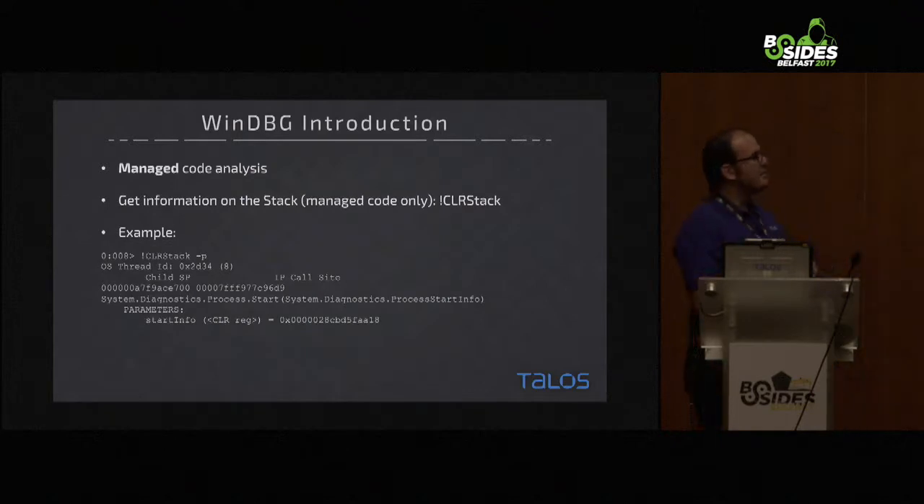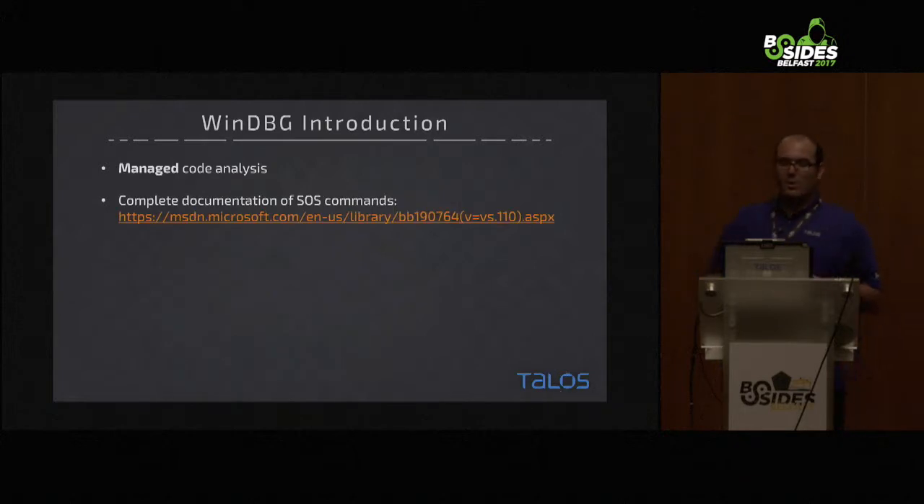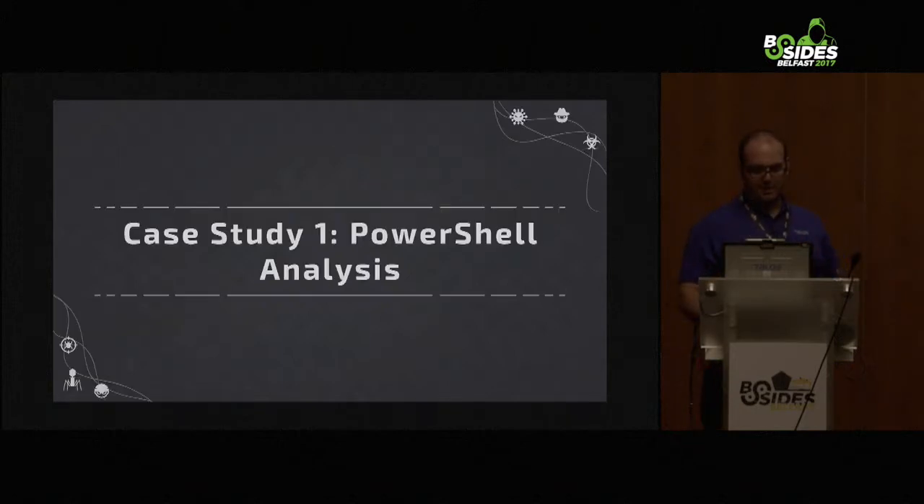Another interesting thing is you can have the stack equivalent in .NET, so when you breakpoint on a specific function, you can get the argument values. So here, for example, the first argument is a process start info structure, and you are able to get information on this structure. For example, here I ask with dump obj for the information about the object, and I got all the information, address, etc. But here I got string length, first characters, etc. All of these commands are documented by Microsoft, so it's really easy to simply read the documentation.